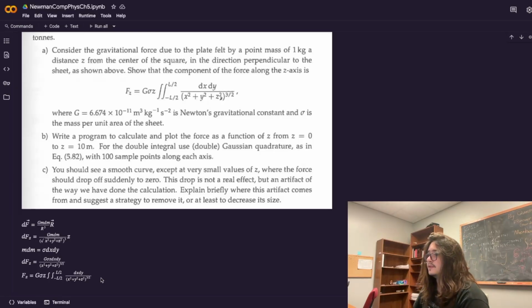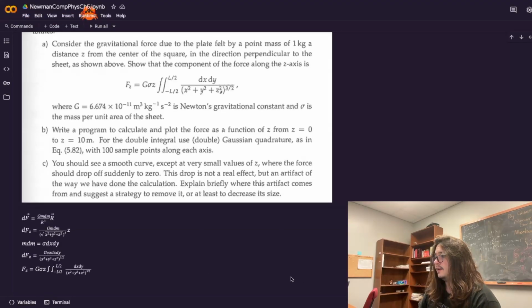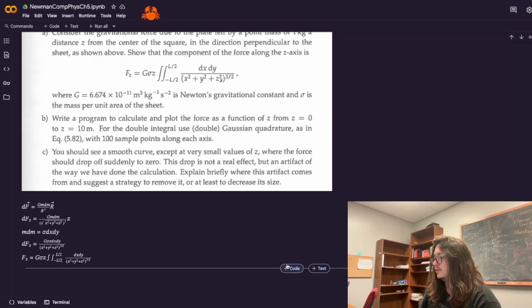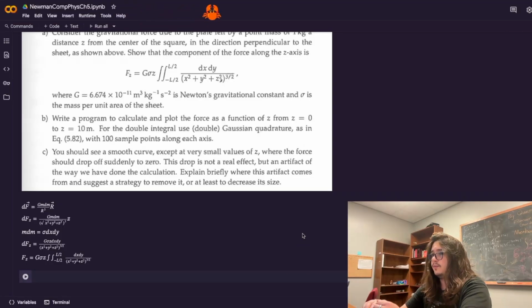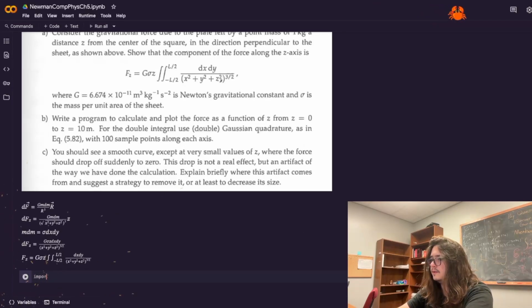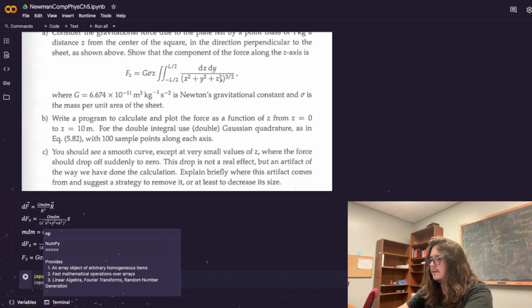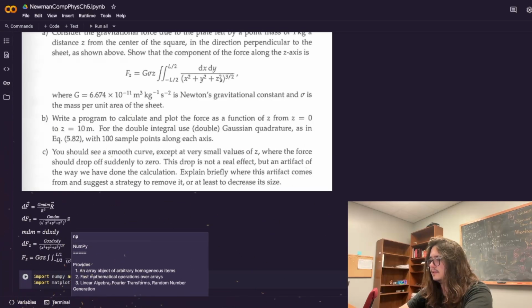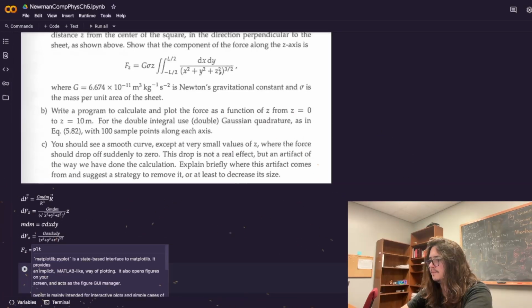Then the next part of this is to write the code that does this. I think I want to do it inside out. We're going to do both of these integrals via Gaussian quadrature. I want numpy and matplotlib.pyplot as plt.